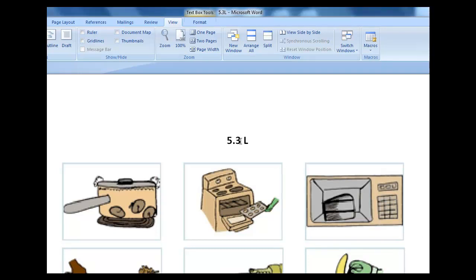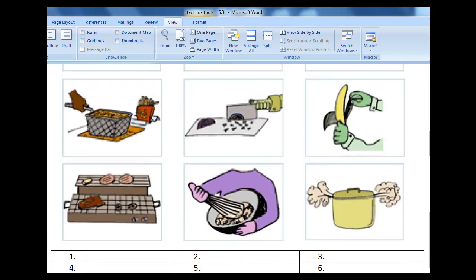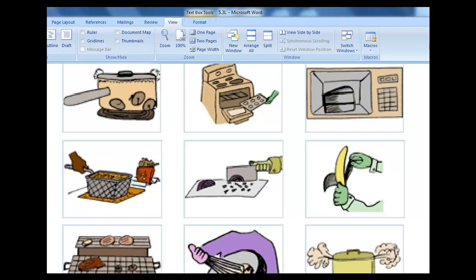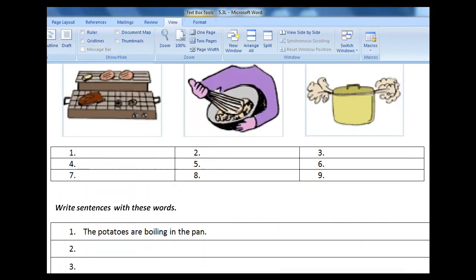Okay, week 5, lesson 3. We have a vocabulary review. So we have boil, bake, microwave, fry, chop, peel, and then grill, mix, steam. Right, sentences with these words.